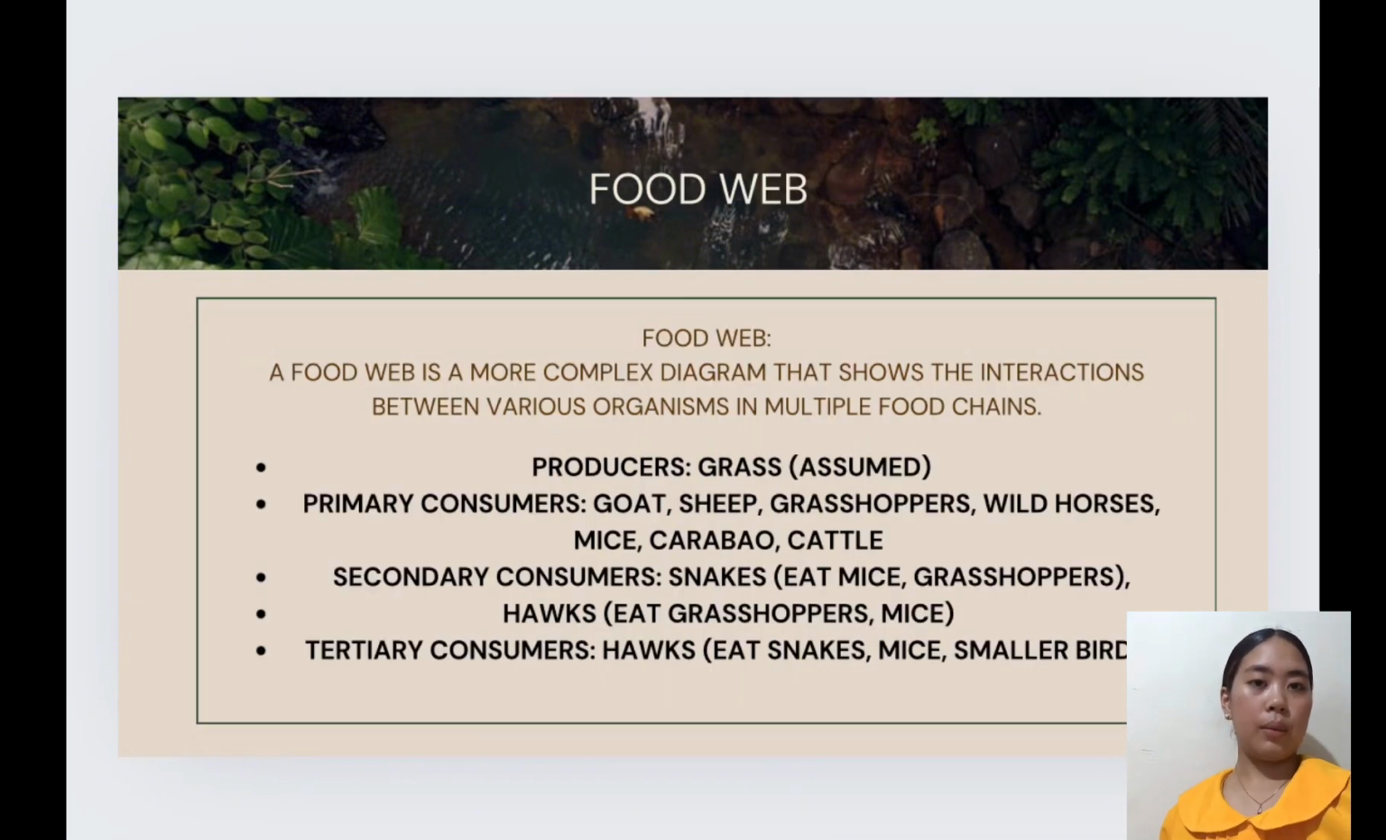Food web. A food web is a more complex diagram that shows the interactions between various organisms in multiple food chains. So, ang food web daw po ay mas komplikadong diagram na nagpapakita ng interactions ng iba't ibang organism sa maraming food chains. So, meron po tayo ditong producers. Yung producers po natin is yung grass. And sa primary consumers naman po is yung goat, sheep, grasshoppers, wild horses, mice, carabao, cattle. Secondary consumers naman po is snakes and hawks. Sa tertiary consumers po is hawks, which eat snakes, mice, and smaller birds.